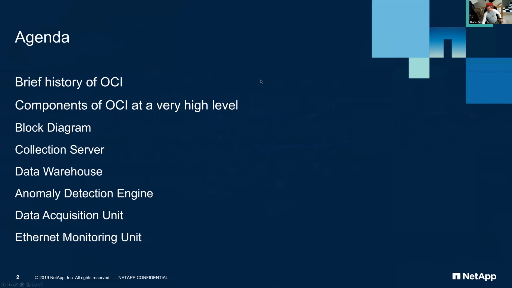All right. So this is our agenda. Very quickly, what I'll call a brief history of OCI, just a little bit on where it came from, as it was an acquired product. Its original components were not generated at NetApp, although we have had it for quite some time now. Then we're going to take a look at the block components of OCI, the components at a high level, take a look at some block diagrams to just give you an idea of how they interact. And some of those are listed here. The collection server, the data warehouse, the ADE, data acquisition unit, and the Ethernet monitoring unit, or EMU, as people like to call it.